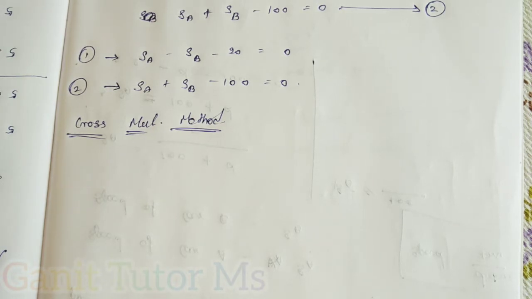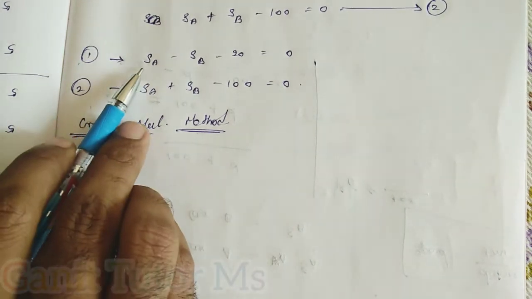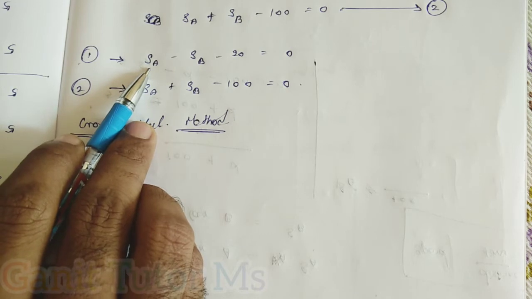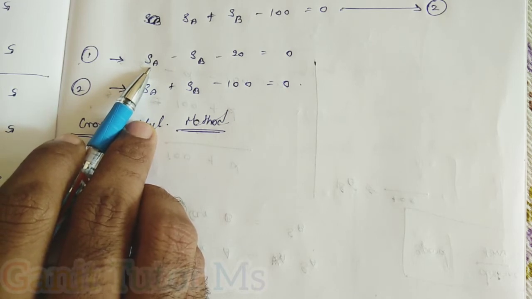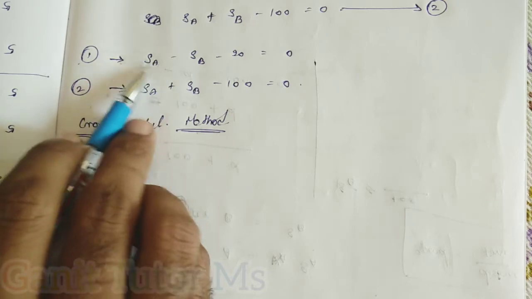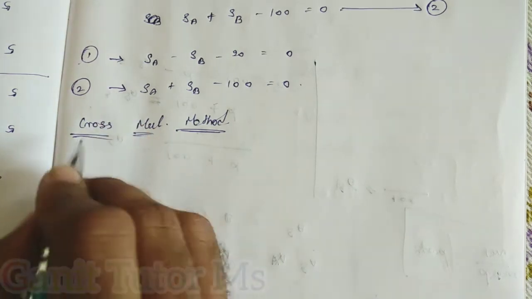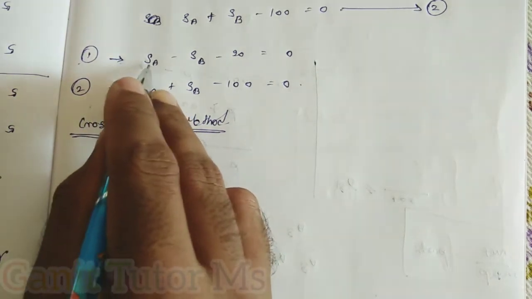Next line, A2, B2, C2, repeat the same thing. Now, A1 is the coefficient of the first variable. Here it is SA, but in a general problem, we take it as x, y, as in the previous problem. But here x is SA, y is SB. Clear?